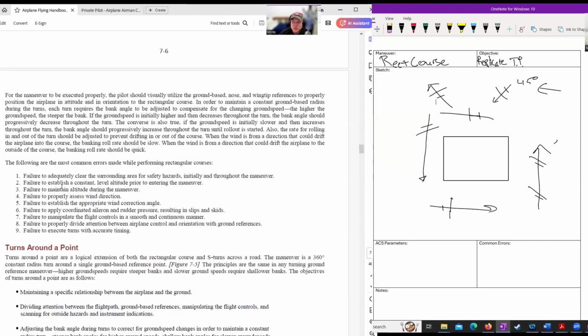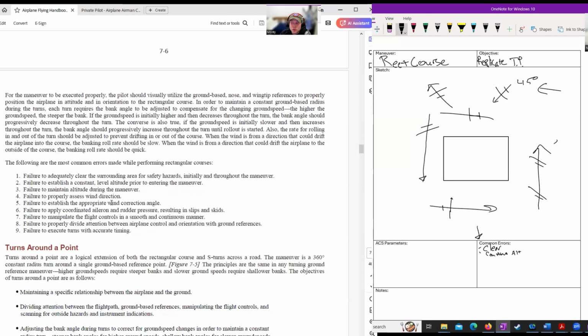Okay, the following are the most common errors made while performing rectangular courses. Failure to adequately clear the surrounding area for safety hazards initially and throughout the maneuver. So clear the airspace. Failure to establish a constant level altitude prior to entering the maneuver. Failure to maintain altitude during the maneuver.